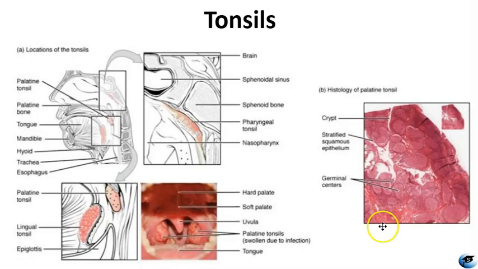And now on the right side over here, you have a histological micrograph of the palatine tonsil. Notice the stratified squamous epithelium, which protects the surface from friction and potential pathogens. Beneath the surface, the tonsil contains multiple crypts, which are invaginations that trap and expose pathogens to immune cells. Within the tissue, the germinal centers can be seen. These are regions rich in B lymphocytes actively producing antibodies. Together, the tonsils form the first line of immune surveillance in the throat, responding rapidly to pathogens that enter through the mouth or nose.